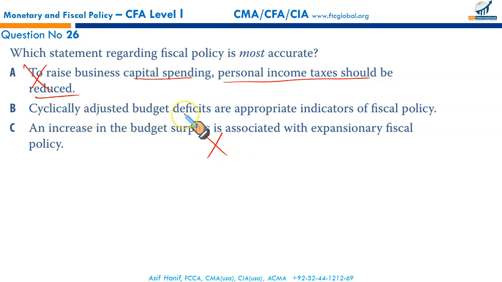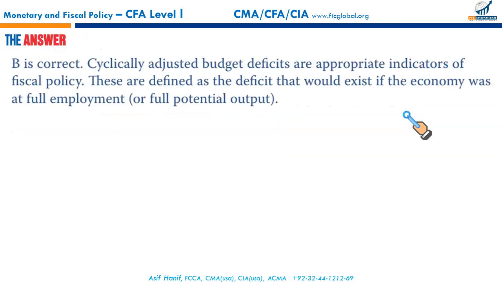Cyclically adjusted budget deficits are appropriate indicators of fiscal policy. True. These are defined as the deficit that would exist if the economy was at full employment or full potential employment. That makes B the correct option.